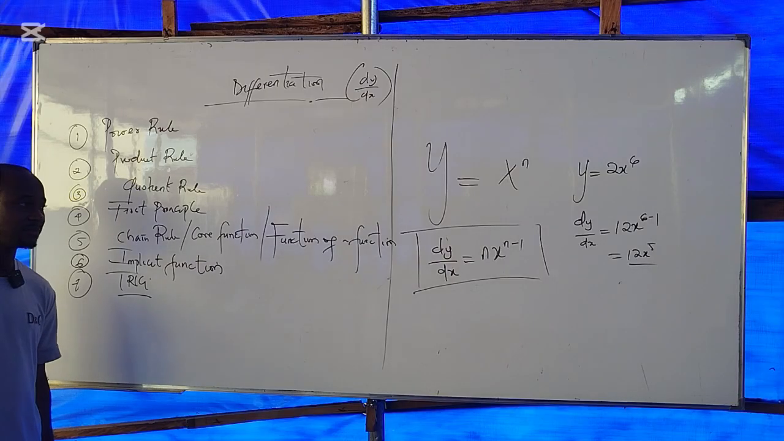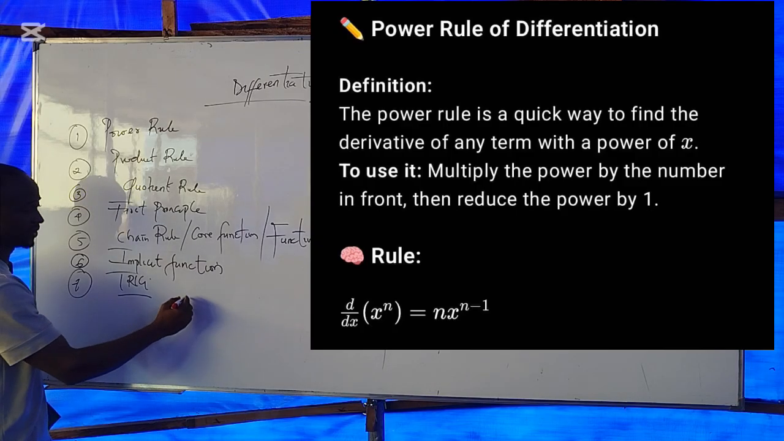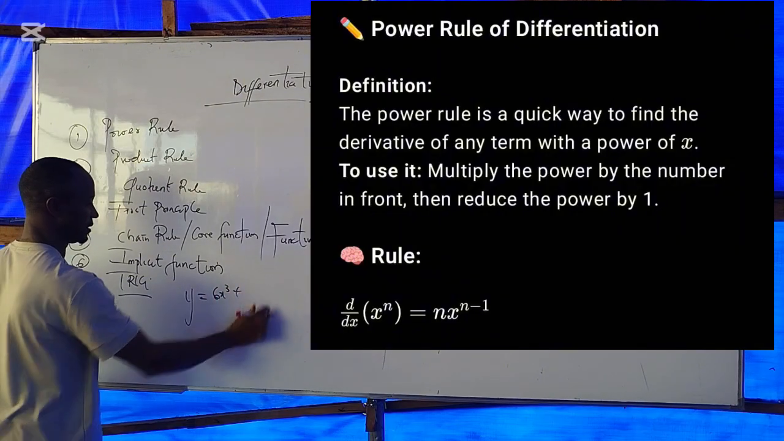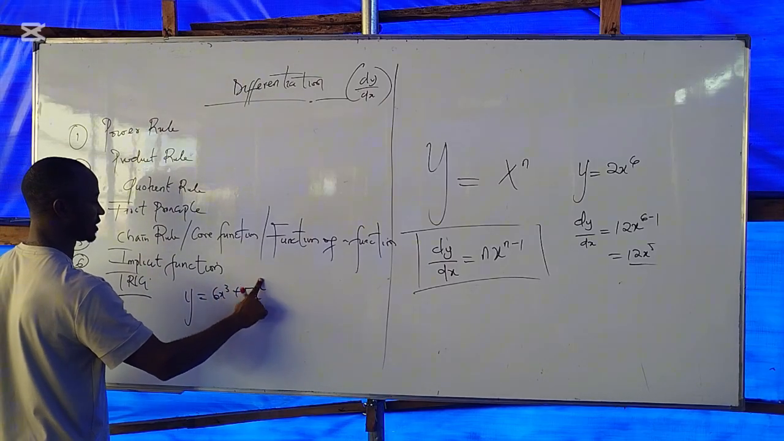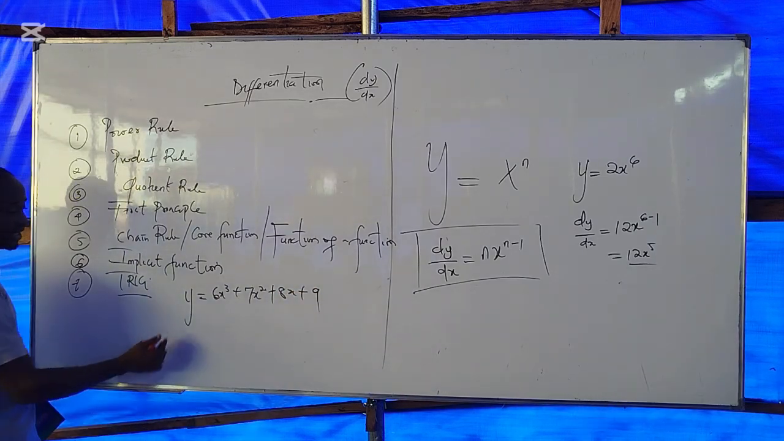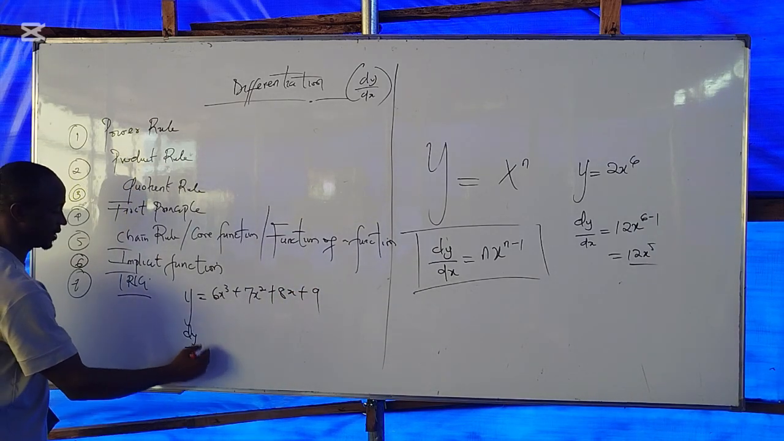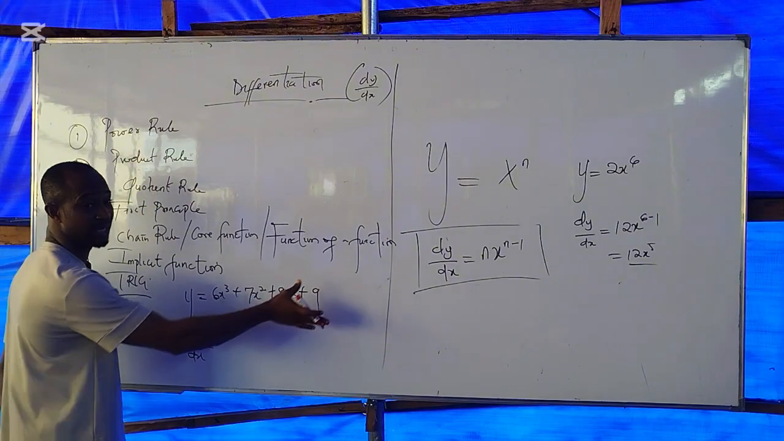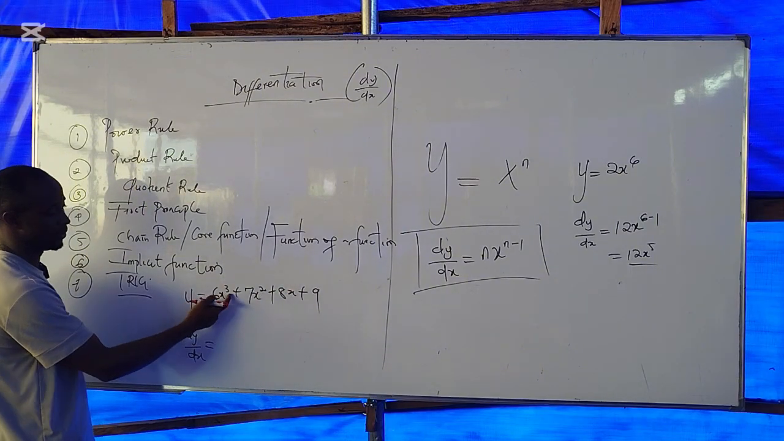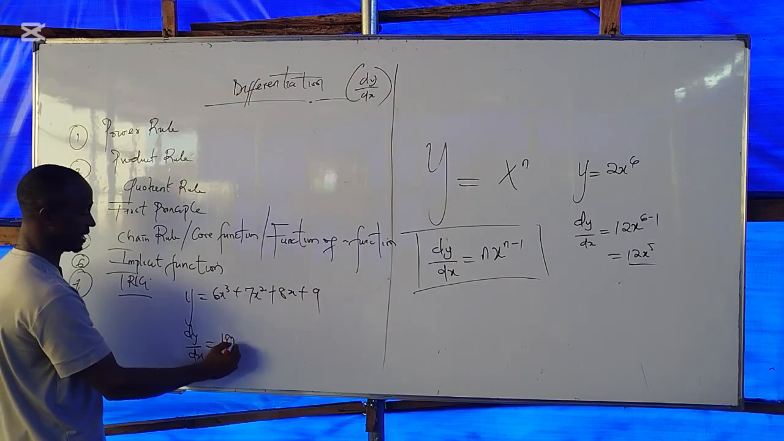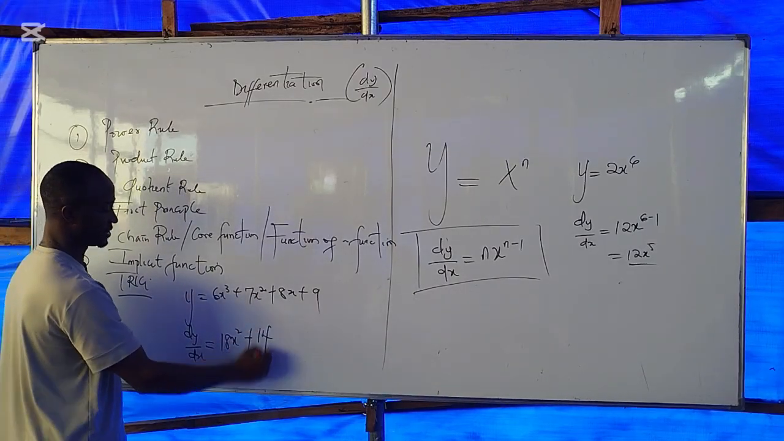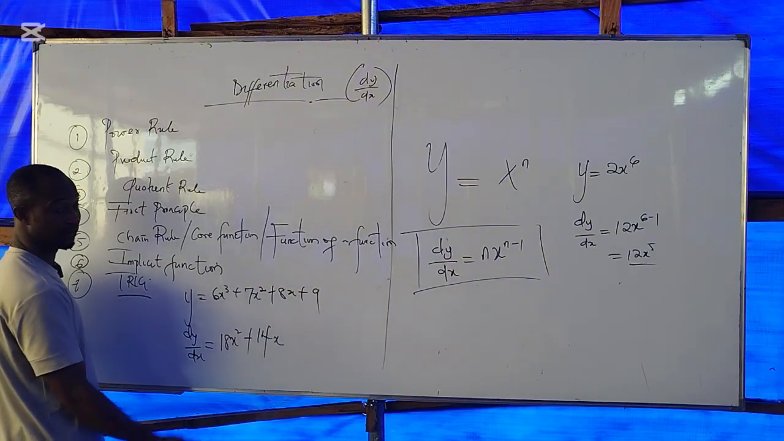We can also have something of this nature. If we have y equals 6x cubed plus 7x raised to power 2 plus 8x plus 9, to differentiate this, here we have different terms that are summed together, so let's differentiate them individually. We have 18x squared plus, 2 times 7 is 14x.